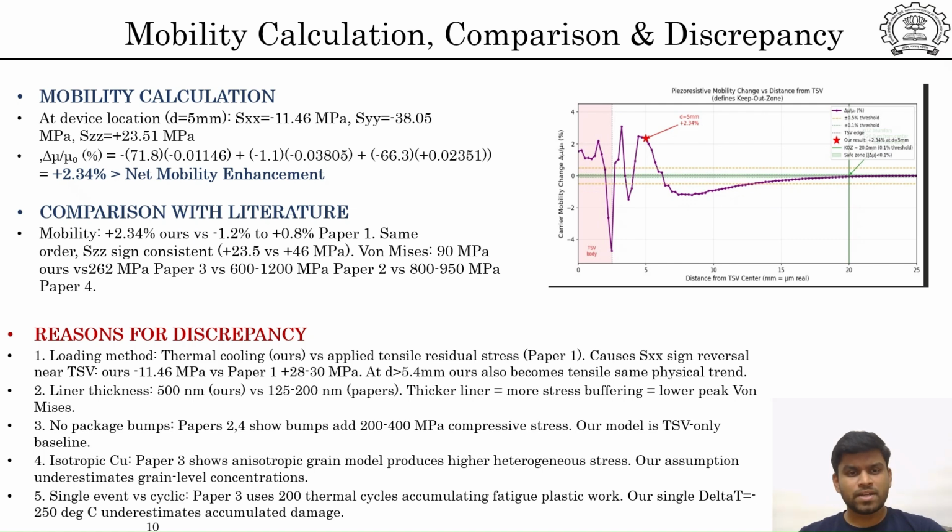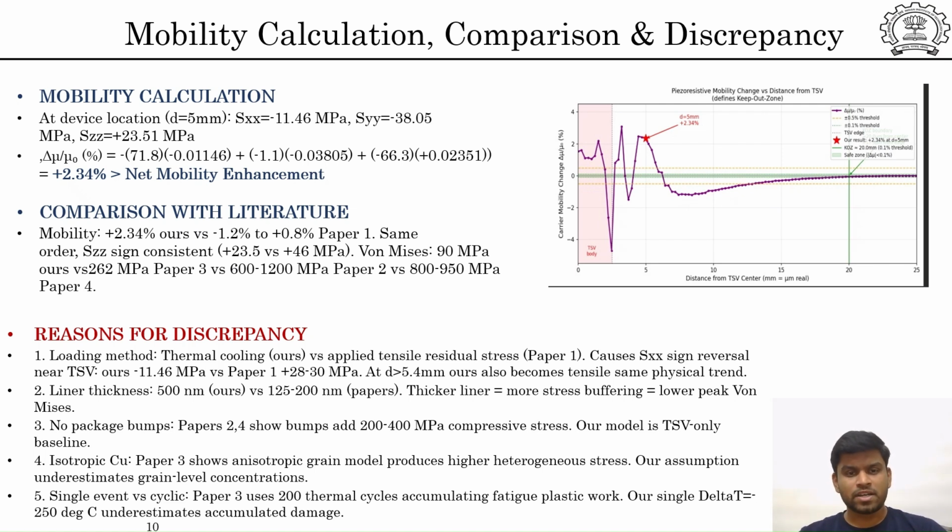As for why there is a discrepancy, the first is the loading method. We have applied thermal cooling, whereas the paper is using tensile residual stresses. Second one is the liner thickness. In our case, the liner thickness of the SiO2 layer is 500 nanometer, but in the paper it is 125 to 200 nanometer. So the thinner the liner, it will cause more stress, and so it will cause the lower von Mises stresses. That's why we got our von Mises stresses a bit less compared to the paper.